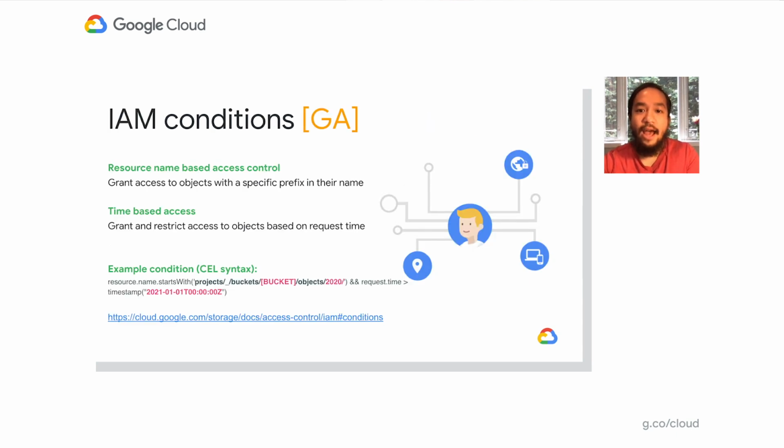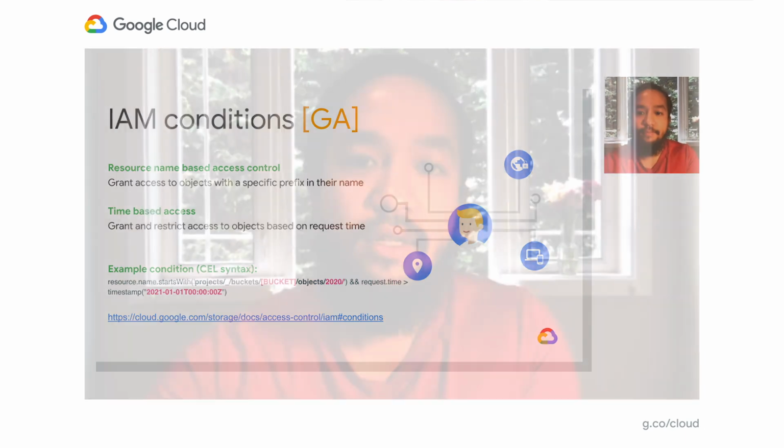IAM conditions brings attribute-based access control to GCS by extending IAM's policy language with conditional bindings. This recently GA feature allows you to grant access based on a resource name or a request timestamp. A simple example that combines both attributes is if you tried to grant future access to all objects whose name started with 2020 slash. I've also included a CEL expression at the bottom of the slide that you could use to implement such a condition.